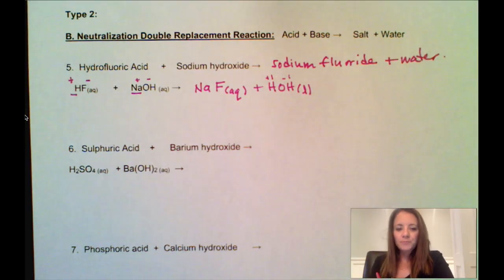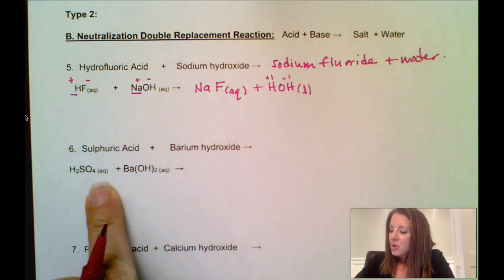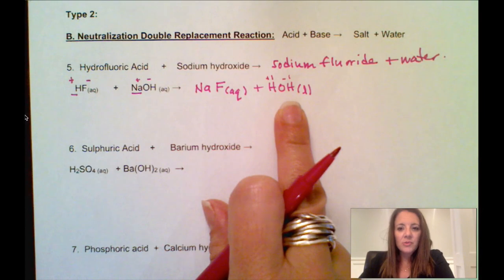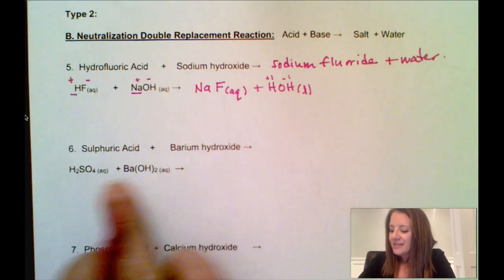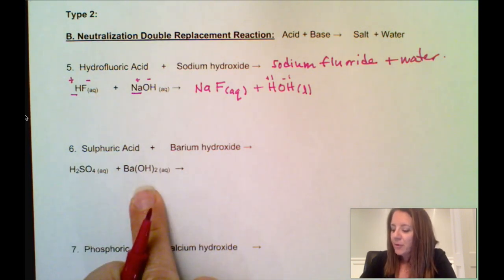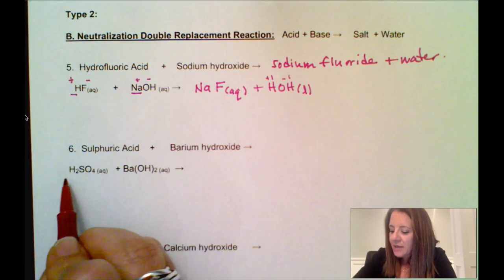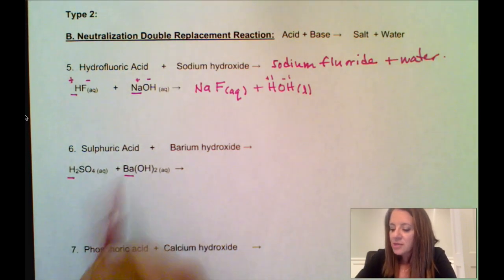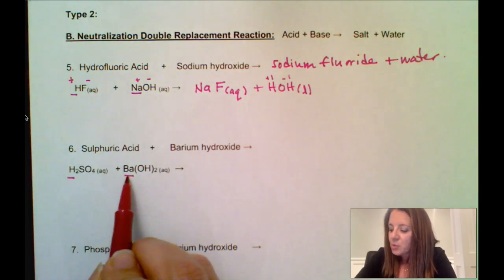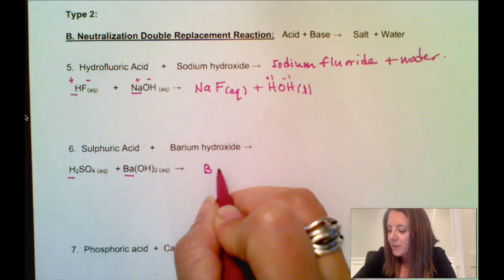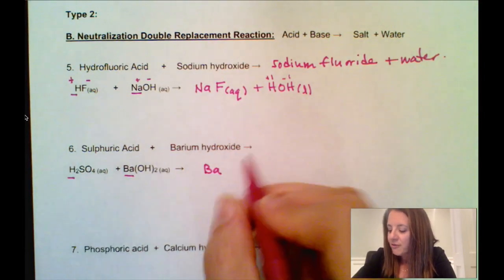Okay. Over here, this is all balanced now, so that's perfect. Now let's take a look at this acid-base combination. Here is sulfuric acid, H2SO4, and here's barium hydroxide. Again, the positive ion, which is always the first part of the compound, is going to switch places. So barium is going to take the place of the hydrogen here. We're going to take barium and hook it up with sulfate.